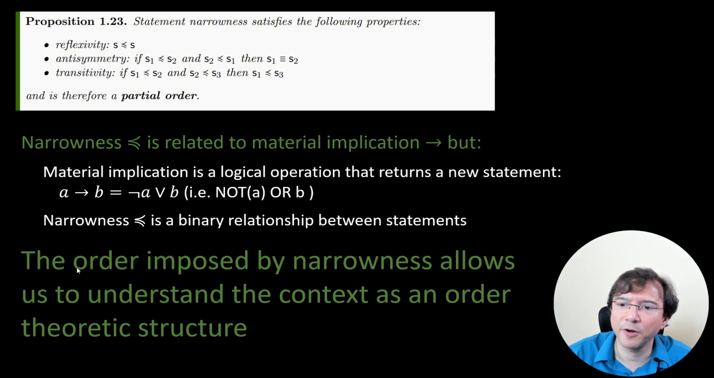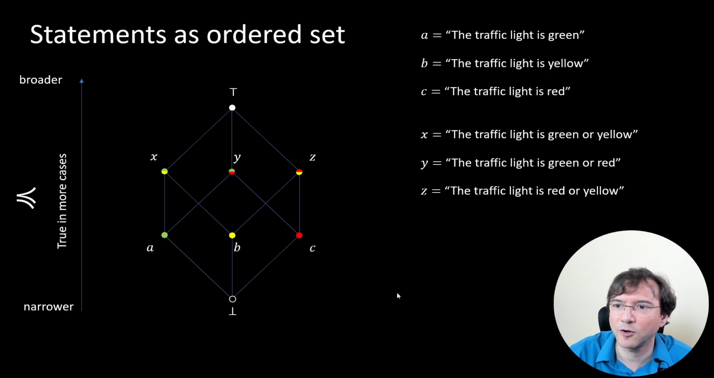Okay, but one of the important things here is that the order imposed by narrowness allows us to understand the context as an order theoretic structure, and this is one of the nice things. So we start with a table of this assignment, and now we can define this relationship, and with this relationship we can look at the same thing in a completely different way, and sometimes it's useful to look at things in a completely different way.